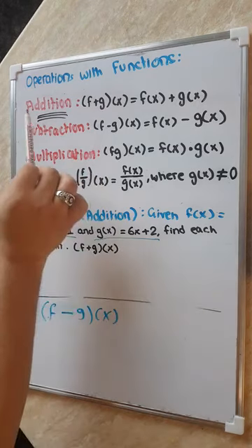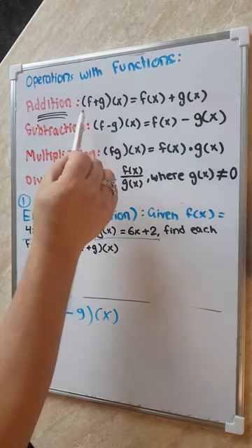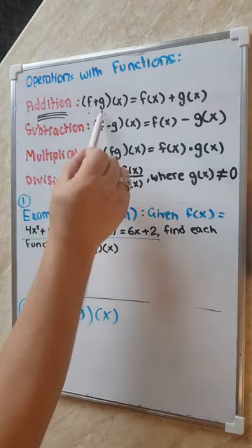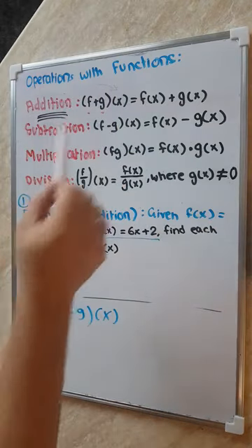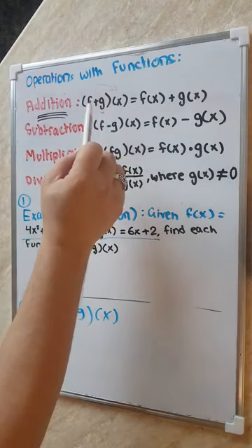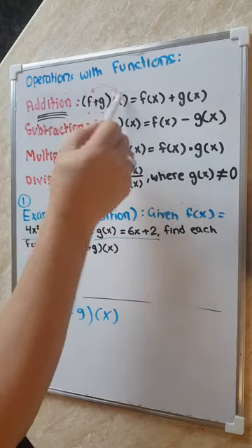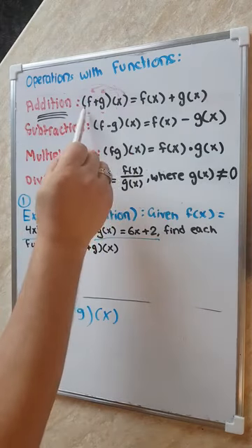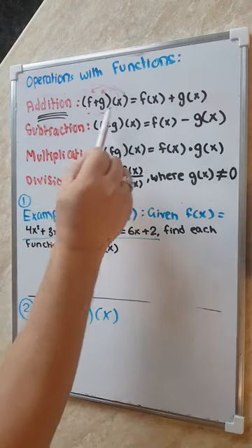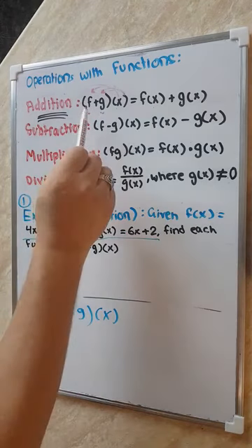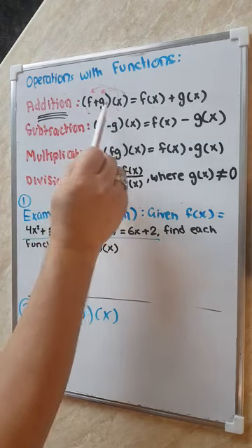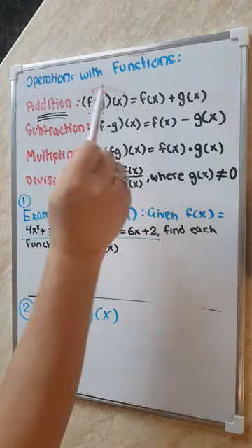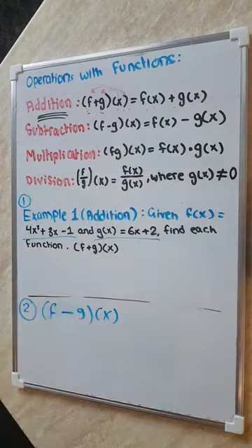Let's see here about the addition. f is a function. g is another function. Of what? Of x. So we can distribute x among this bracket for the two functions. So it will be f of x and g of x. We consider this as the adding of two functions, f of x and g of x. So it will be f of x plus g of x. This is the addition operation.